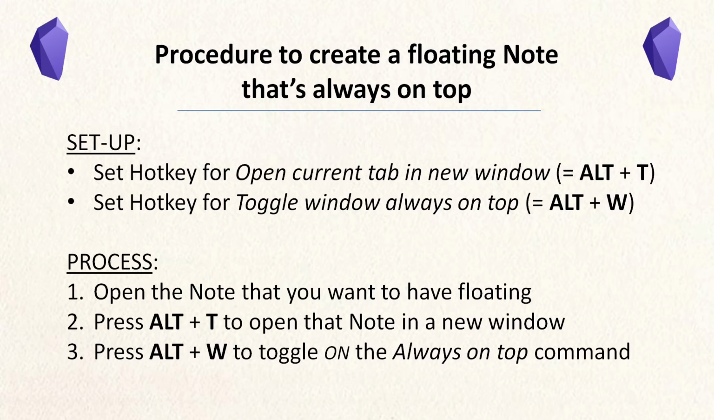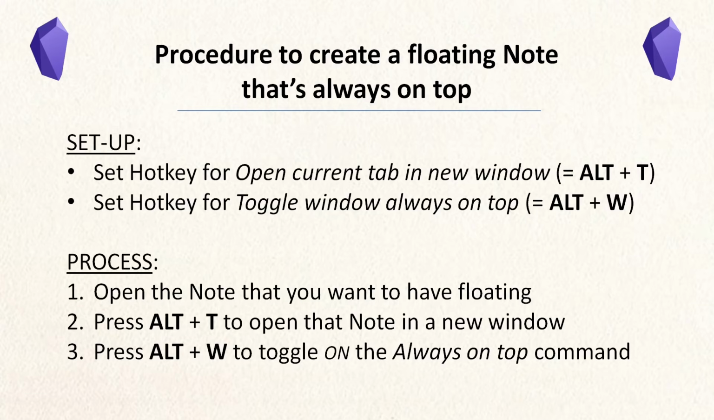It's a simple three-step process after an initial setup. The setup for this trick involves setting two hotkeys. One for the command Open Current Tab in New Window, and I set the Alt and T keys as my hotkey combo. And the second one is for the command Toggle Window Always on Top, for which I set Alt and W. Naturally, you can use any key combination that suits your needs.